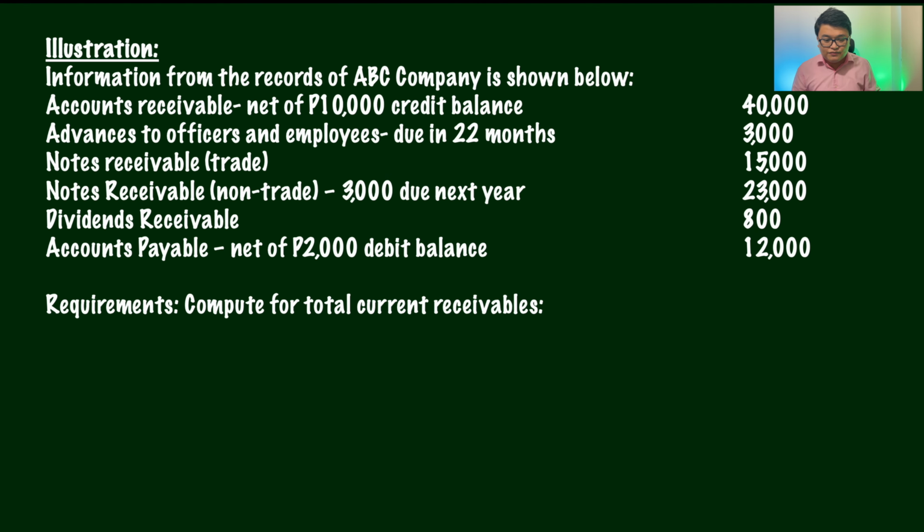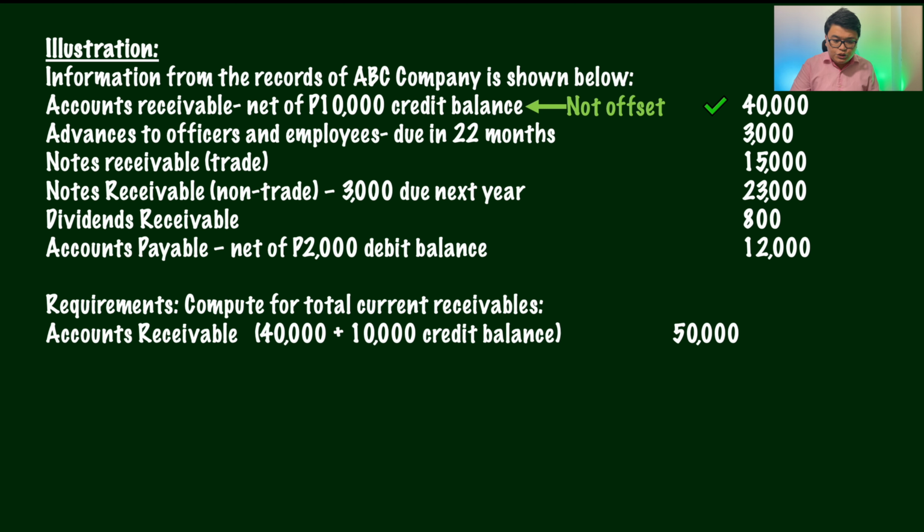Let's have an illustration to apply our knowledge. Information from the records of ABC Company is shown below. We will compute for the total current receivables. Accounts receivable is for sure included. However, if you notice, there is a net of 10,000 credit balance there. So we deducted 10,000 to arrive at 40,000. We just mentioned a while ago that this should not be. Any credit balance of AR shall not be deducted from those with the positive balances. However, the 10,000 will be presented separately as a current liability. Therefore, we should add it back. As such, accounts receivable would be 50,000.